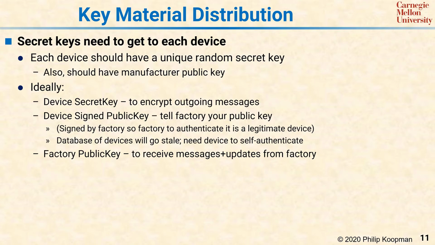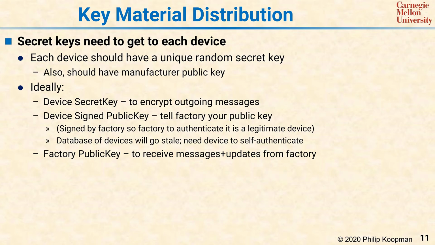So the way you would use this is the device secret key would be used to encrypt outgoing messages. Obviously, that's coupled with a public key, but the secret is the part you have to keep secret. There's probably also a device-signed public key to tell the factory your public key. So this is a public key signed by the factory that you can send back to the factory in communications to say, hey, I'm device number 73, and by the way, here's my public key. And because you, the factory, signed it before I was manufactured, you know that I'm not lying to you about being device 73.